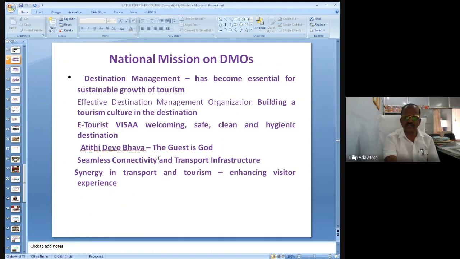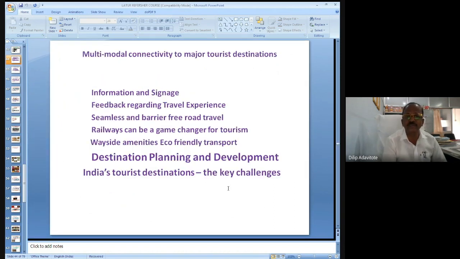And our culture, Atithi Devo Bhava, the guest is God. Seamless connectivity and transport infrastructure, it is going on. Synergy in transport and tourism, enhancing visitor experiences. All these things are moving and we are taking them as a national mission mode. And to develop tourist destinations, we are mostly concentrating on destination management organization.